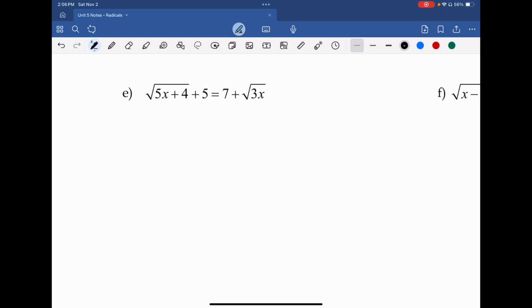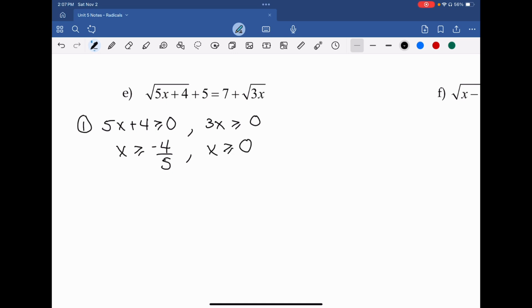So to start these problems off, what we're going to do is obviously put number 1 and state our restrictions. 5x plus 4 must be greater than or equal to 0. Our other one is that 3x must be greater than or equal to 0. From here, I get that x is greater than or equal to negative 4 over 5. For my second one, I get x is greater than or equal to 0. Which one accounts for both of these? It's where x is greater than or equal to 0. So on my solutions, I need to have a value that's greater than or equal to 0 such that it accounts for both of these.